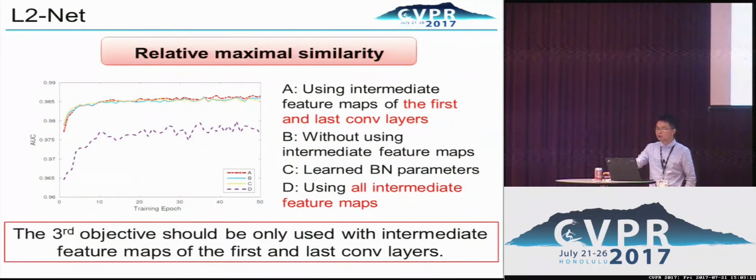It has to be noted that such additional supervisory information from the intermediate feature maps cannot be overused. According to our experimental results, it only works with the first and the last convolutional layers. When using all the feature maps, it will damage the L2LAT descriptor, as shown by the curve D here. We also studied the performance of the batch normalization layer and found that using fixed batch normalization parameters is slightly better than the learned ones.